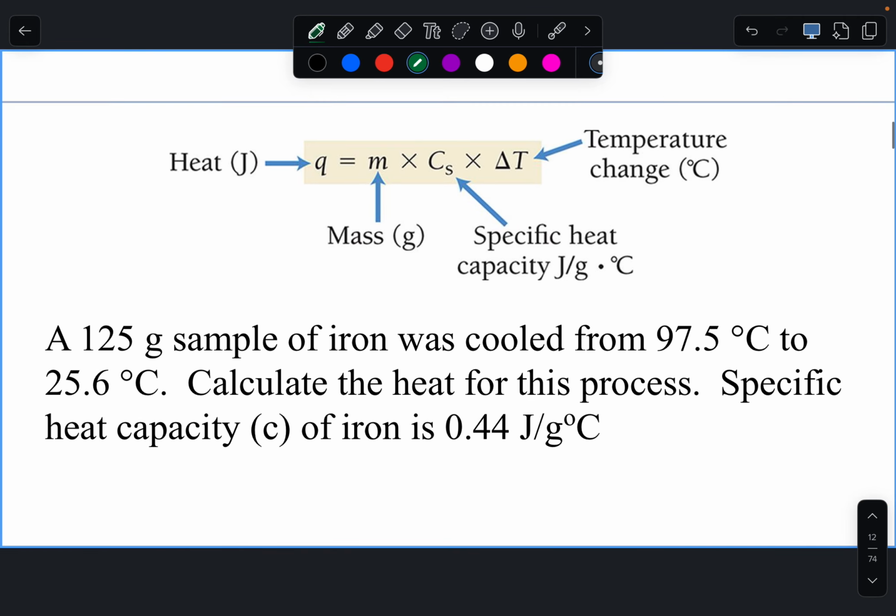All right, so let's do a calculation with it. This is that equation. I think you guys have seen this before. So Q equals mc delta T. Don't worry about that s subscript. You'll never see that anyway.